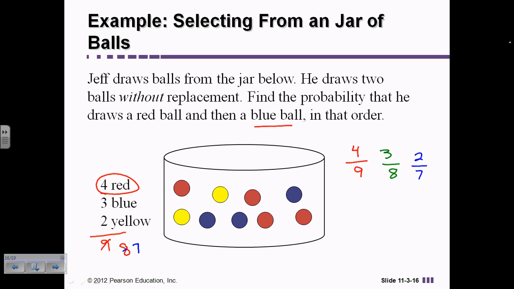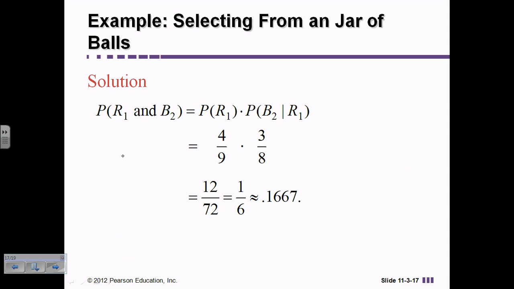Okay, so if we go back to that screen, the probability of drawing a red ball and then a blue ball would be 4/9, because there's 4 balls out of 9, and then the probability of the blue would be 3 balls out of 8. So then we simply do our math, and we have 12 over 72, which is 1/6, which is 0.1667.